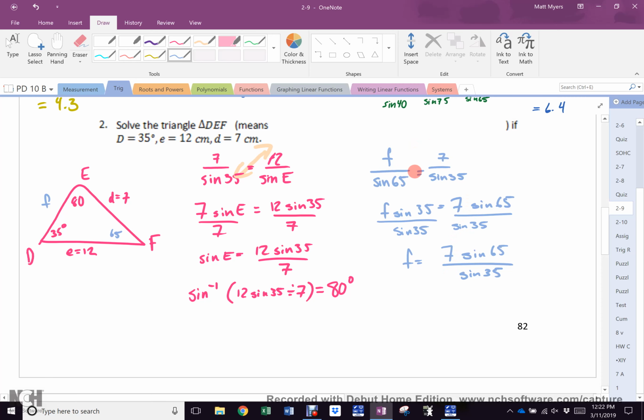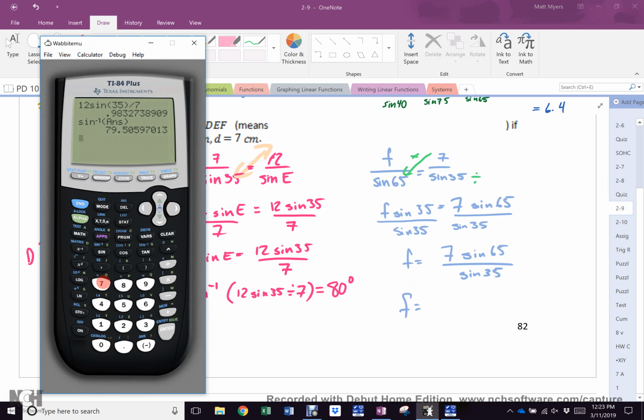Look back at the original question. I know at the end I have to do 7 times sine 65 and then divide by sine 35. So look up here. There's the 7 times sine 65, and there is the divide by sine 35. And you find you can do a shortcut by multiplying the pair and dividing what's left over. You don't have to. It will just save you time. And when you do that math, you find f equals what? Go to your calculator. 7 sine 65, I must close the brackets, divided by sine 35. And I get 11. Everybody cool?